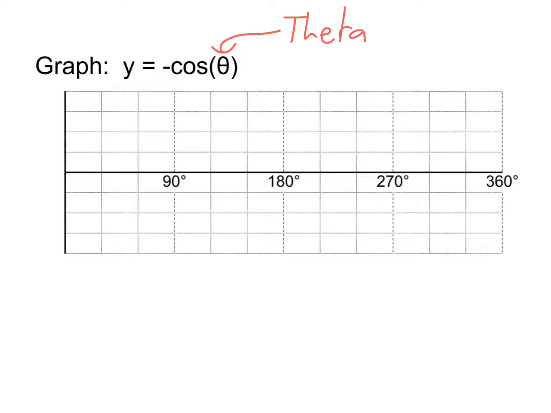Now, it's going to be the same thing as regular cosine, except what does the negative do to it? The negative reflects it. Yep, it flips it, it reflects it across the x-axis. So normally our first point was up at 1. Okay, so where's my first point going to be in this case? -1, yeah.